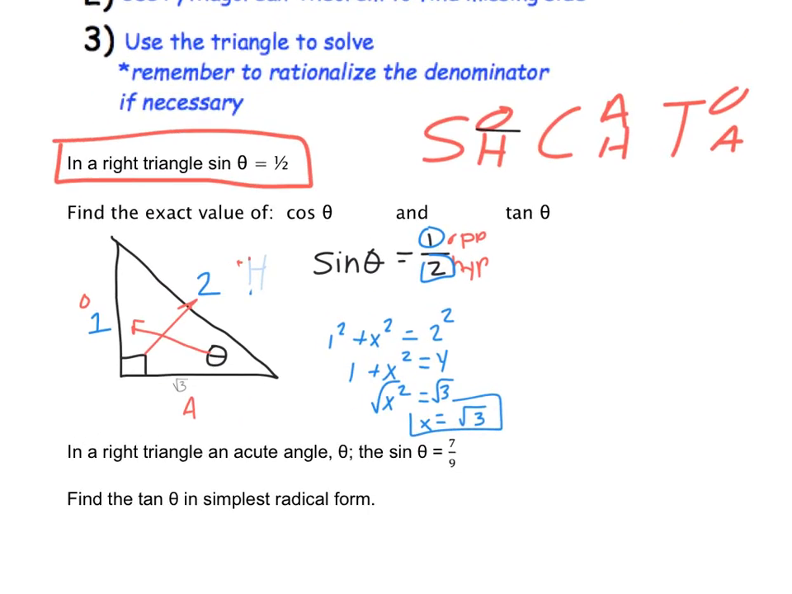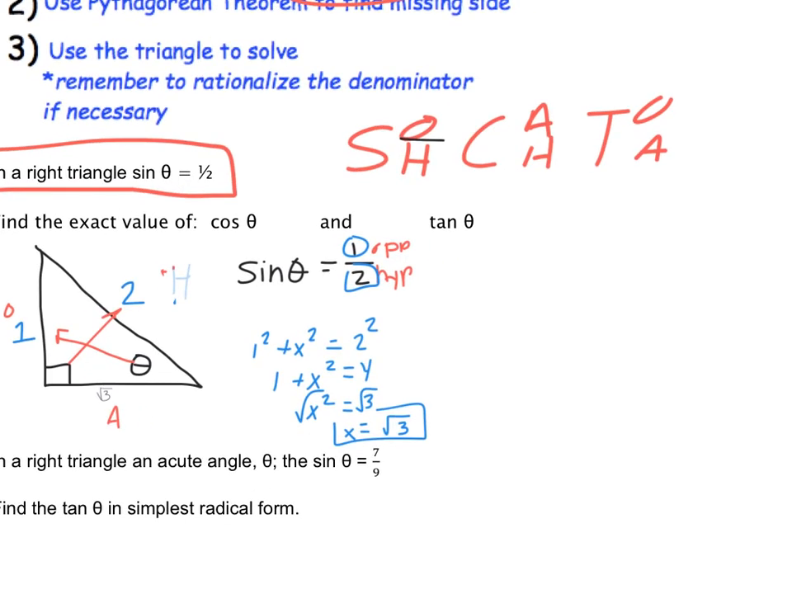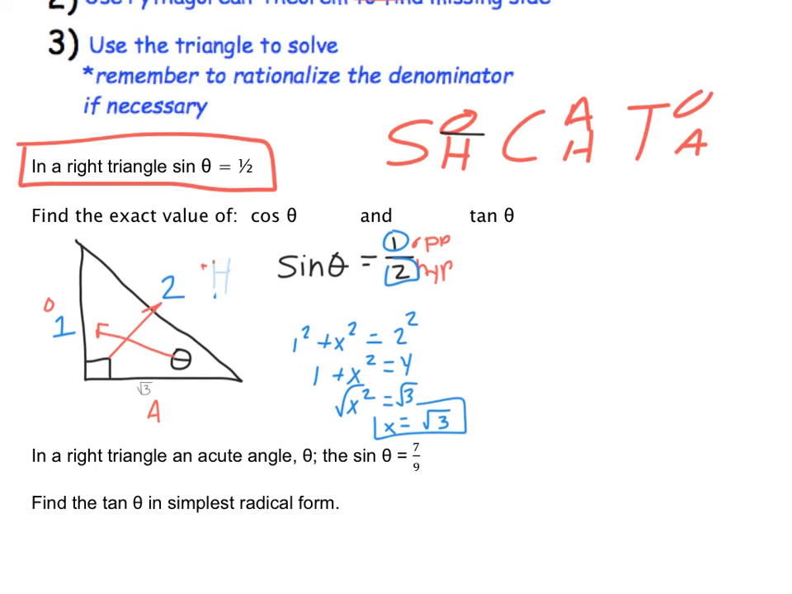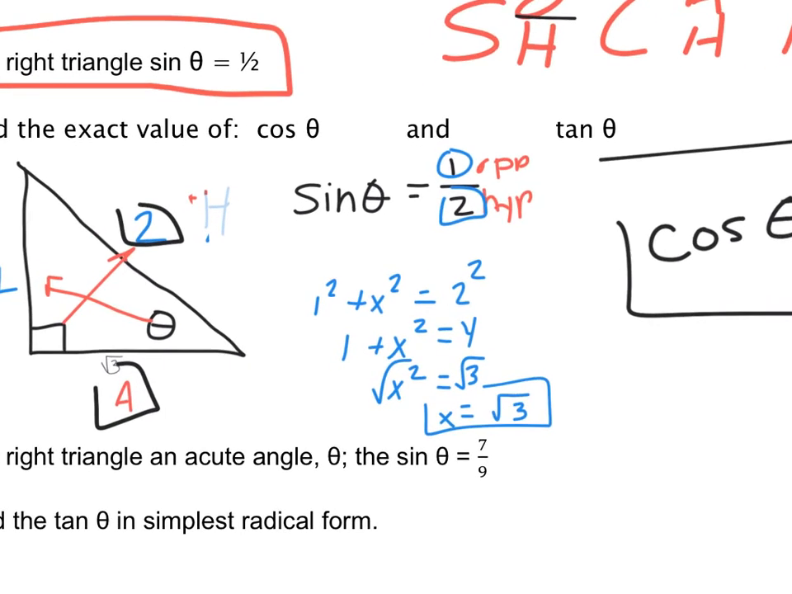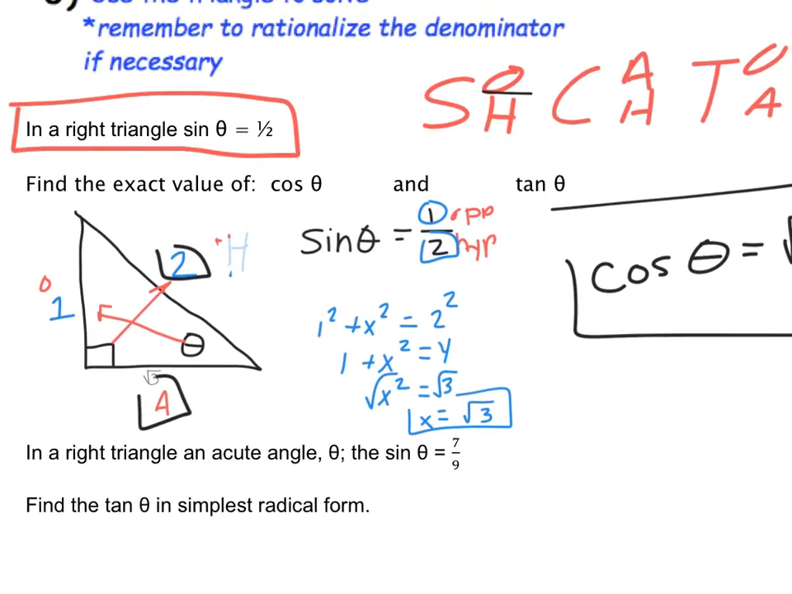So it says that we want to find the cosine of theta and the tangent of theta. We know cosine of theta is our adjacent over our hypotenuse. So cosine of theta equals our adjacent of radical 3 over our hypotenuse of 2. That's your final answer for cosine of theta. All right. I'm going to zoom in a little. It says now do tangent of theta.